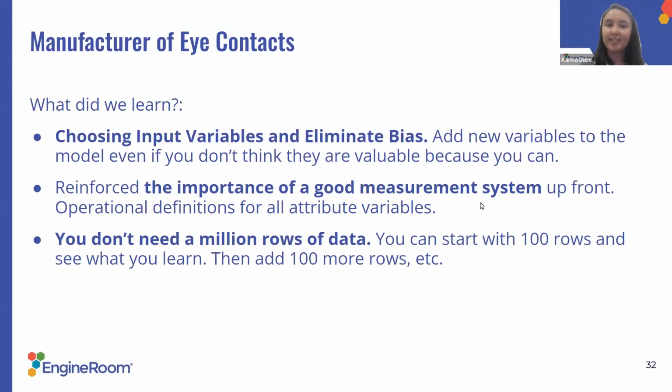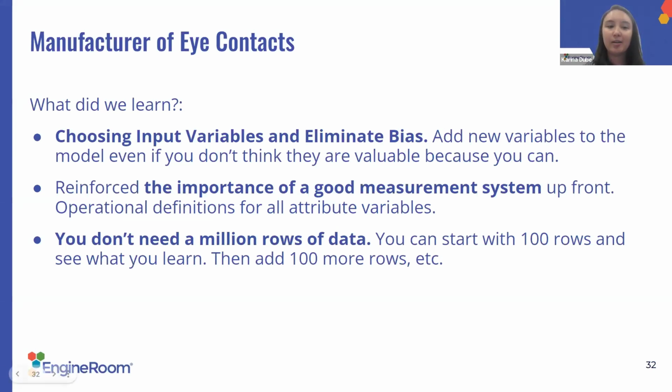So what did we learn in this case? Choosing your input variables and eliminating bias is important, and you can add many more variables in the case of classification and regression trees than for some other types of models. It also reinforces the importance of a good measurement system up front, as in if you have lots of data, but the data that you're looking for still needs to be collected. For example, the condition of the tray might not be information you already have.